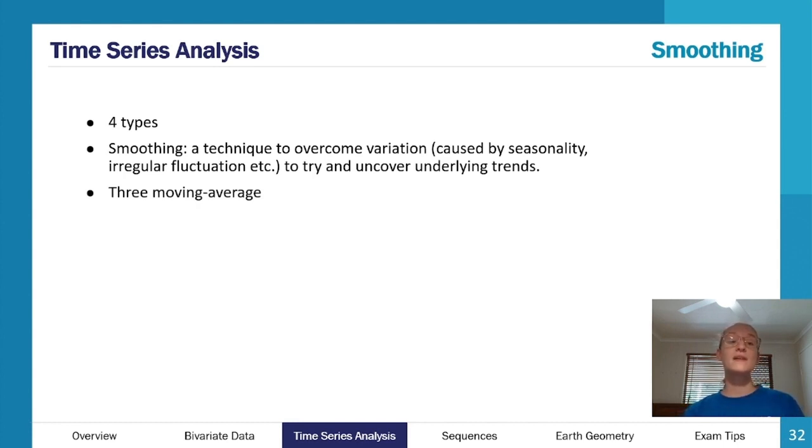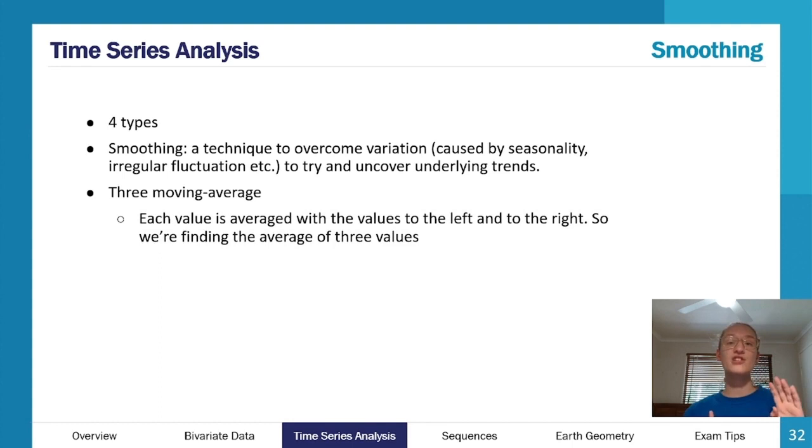There are 4 types of smoothing. The 3 moving average and the 5 moving average, or you might have heard it referred to as the 3 moving mean and the 5 moving mean. And we're going to have a quick look at those 2 today. There are also 2 other types: the 2 moving mean with centering and the 4 moving mean with centering. I'll explain those shortly, but we won't really go into those 2 as much in today's video.